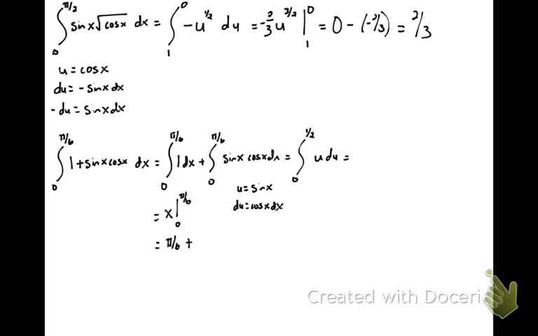Integrating u, this must be 1/2 u squared. That'll be from 0 to 1/2. If you substitute in 1/2, 1/2 squared is 1/4. 1/4 times 1/2 is 1/8, and this will be 1/8 minus 0, which is just an eighth. So this whole thing will become pi sixth plus 1/8 for a final answer.